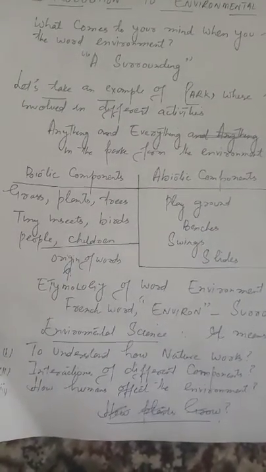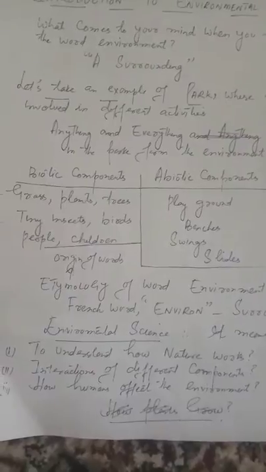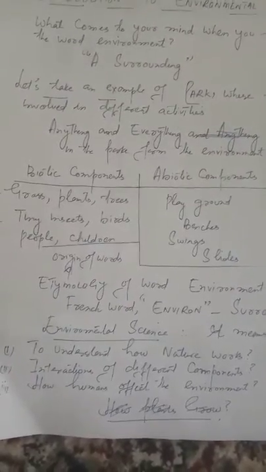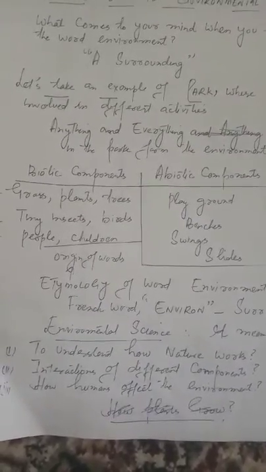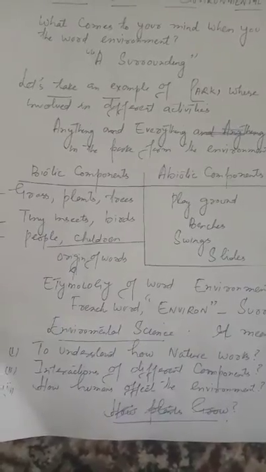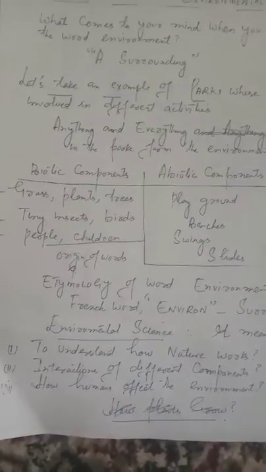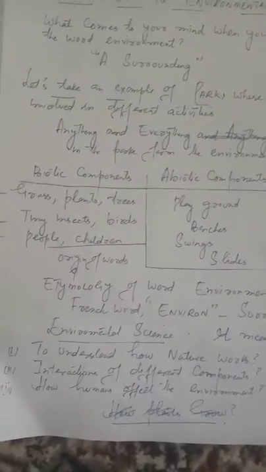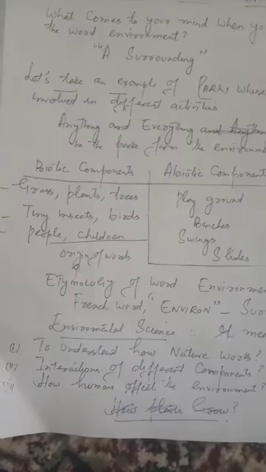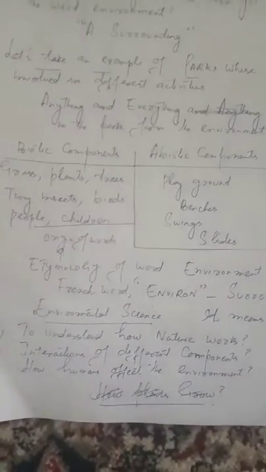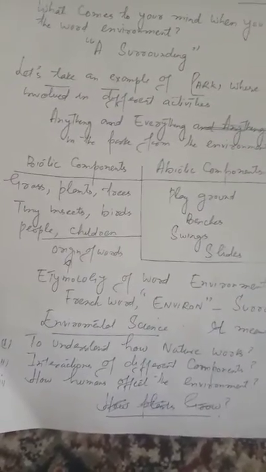Biotic means living, and abiotic means non-living. So bench is an abiotic component of the public park, if we consider this as an environment, as our surrounding, as an example. Swing is an abiotic component, slide is an abiotic component, while grass, plants, trees, insects, birds, and people form the biotic. Because they are living.